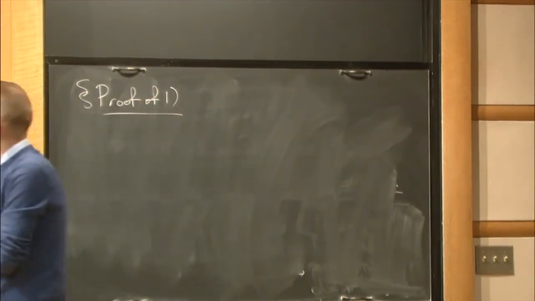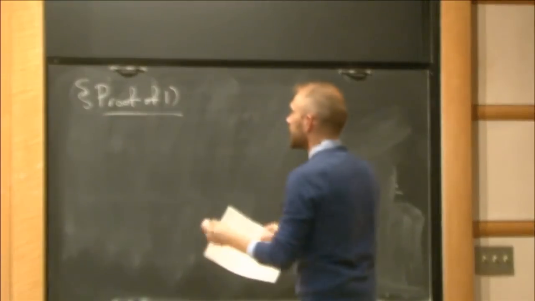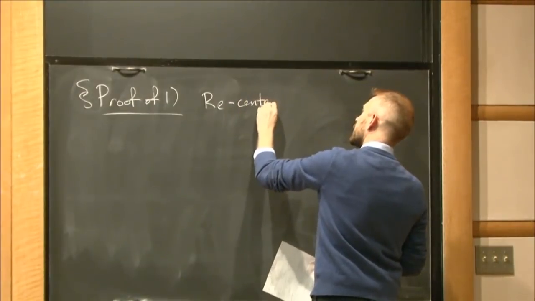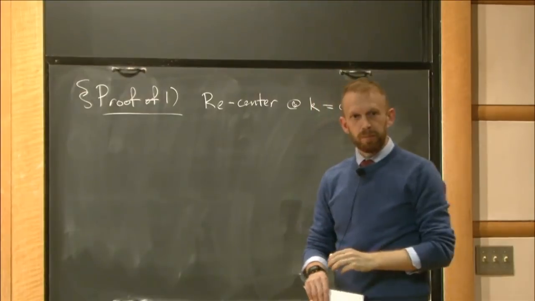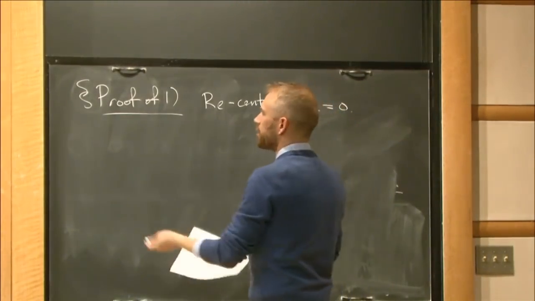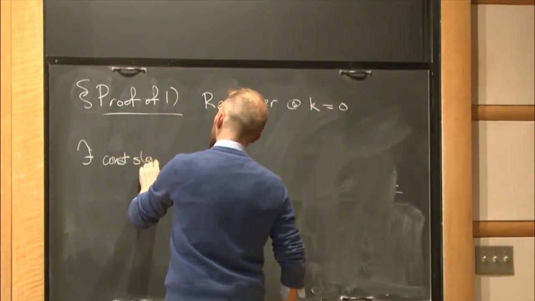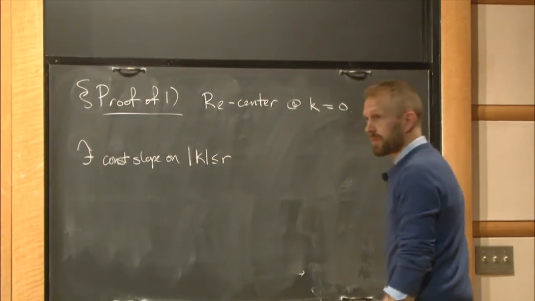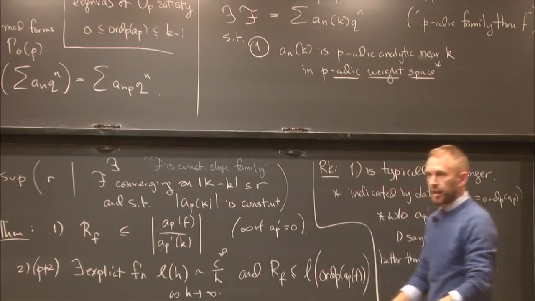What is the proof of 1? The proof of 1 is classical p-adic analysis. Let me do us a favor and recenter the disk at kappa equals 0, so just apply some isometry of the disk. Then assume you have some f, which is constant slope, on a disk of radius r. Part of that tells you that you have the AP function, and the AP function has constant norm.